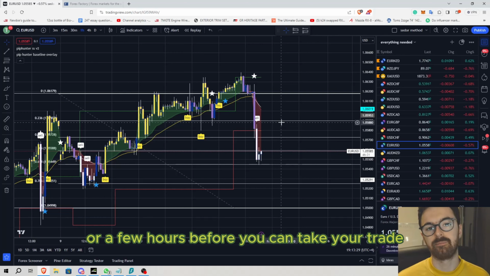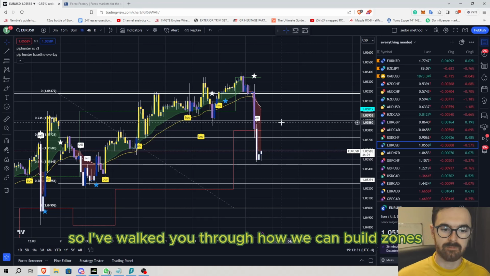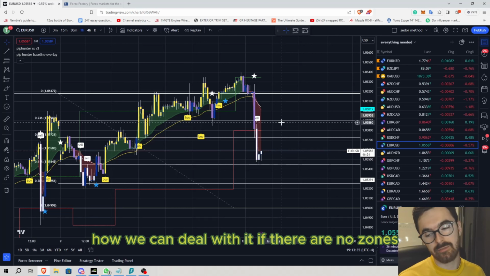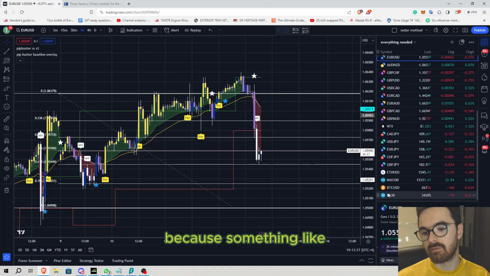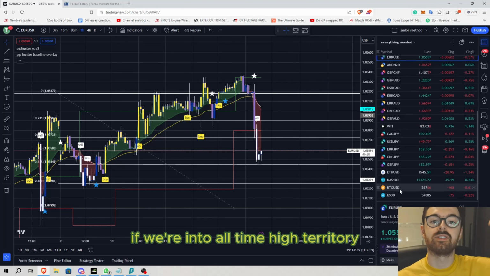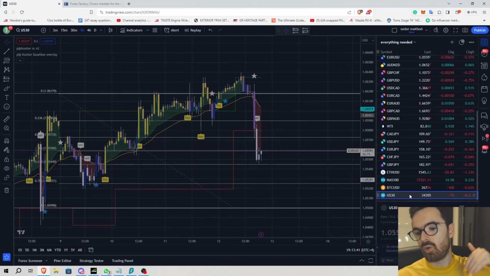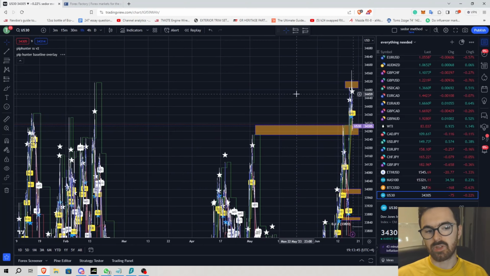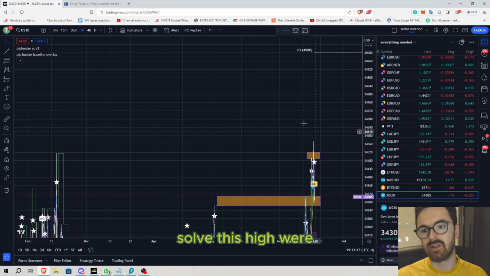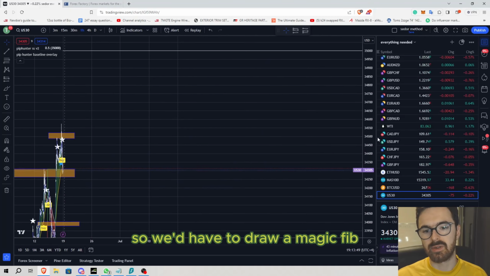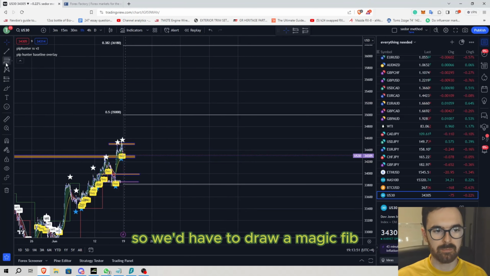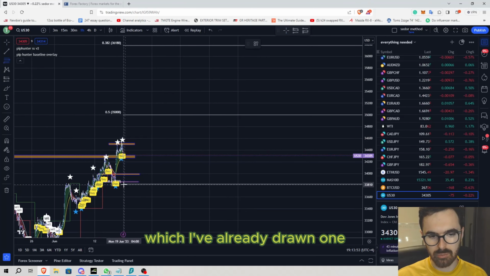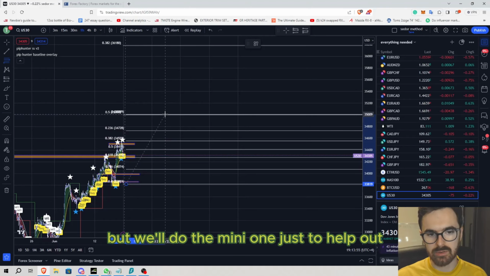So, I've walked you through how we can build zones, how we can deal with it if there are no zones, because something like Bitcoin might not always have zones if we're into all-time high territory. Same with stocks like US 30. As soon as we break sort of this high, we're basically out of levels, so we'd have to draw a magic fib, which I've already drawn one, but we'll do the mini one just to help out.